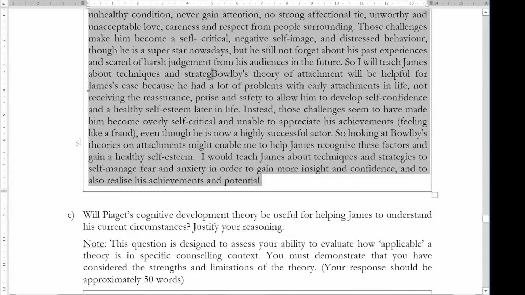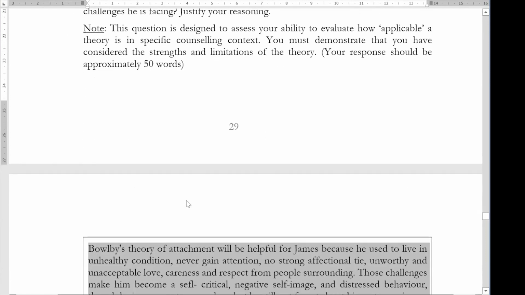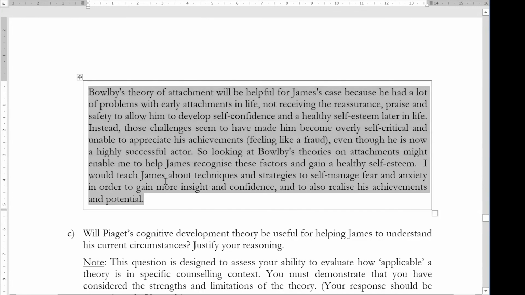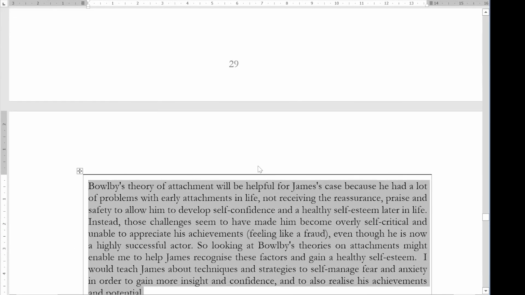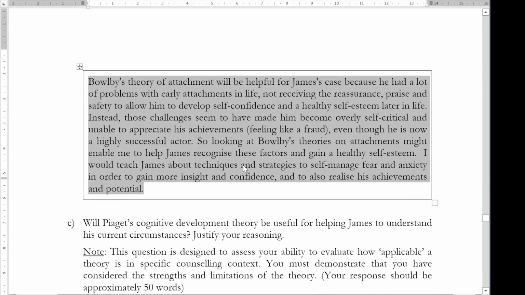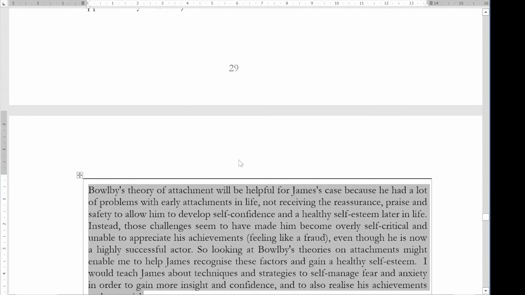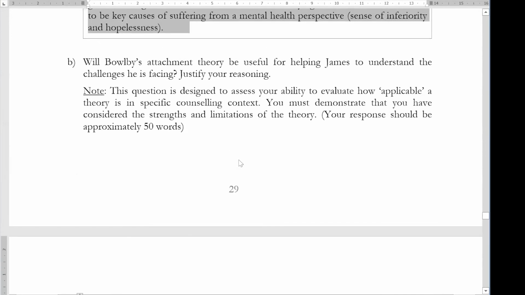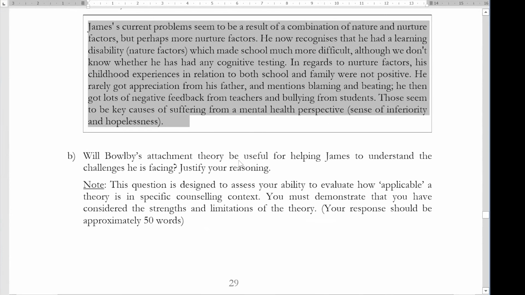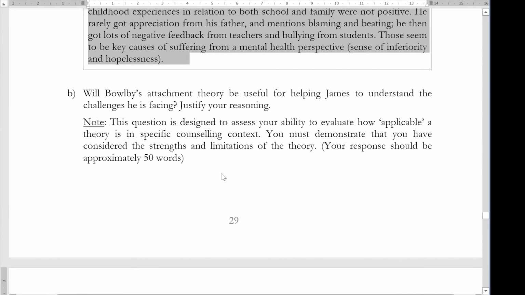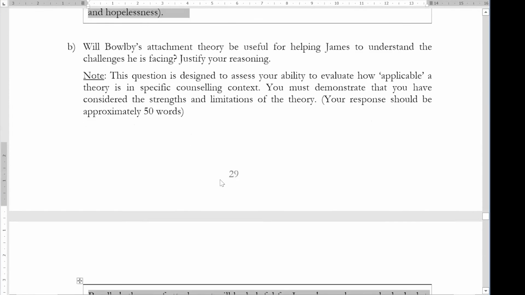It is. The only limitation I could think of was whether he needs some sort of cognitive testing. And that's something that a counsellor couldn't do. You know, he'd need to see a psychologist who did cognitive testing. Yes. So I don't know if that could be a limitation, but he's a successful actor. So I guess what they're asking for is, how useful is this theory in helping this client? What might this theory not help with?